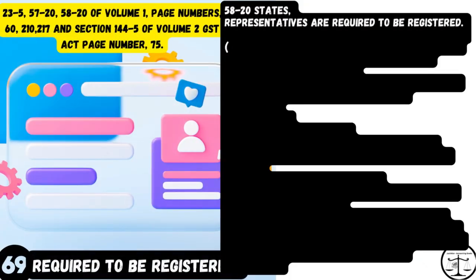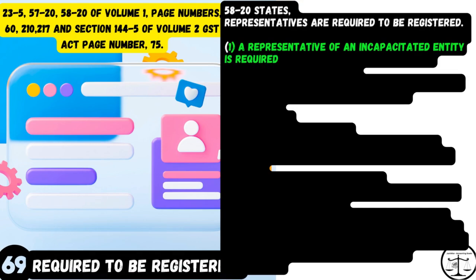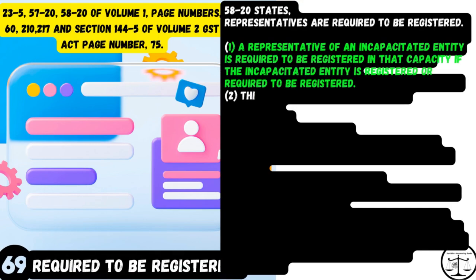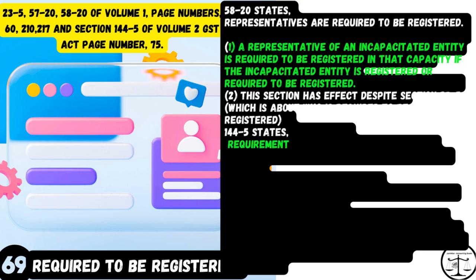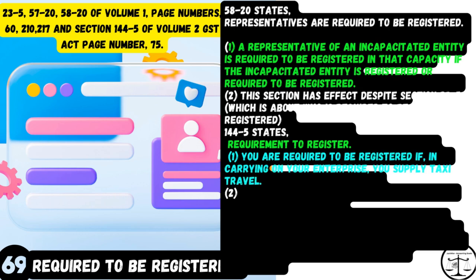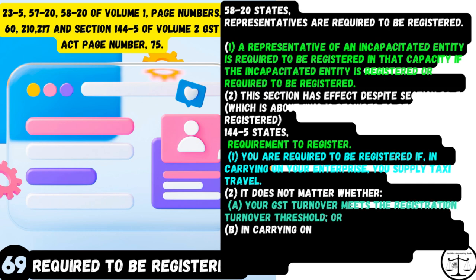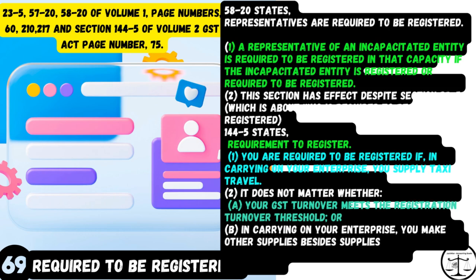58-20 states. Representatives are required to be registered. 1. A representative of an incapacitated entity is required to be registered in that capacity if the incapacitated entity is registered or required to be registered. 2. This section has effect despite Section 23-5, which is about who is required to be registered.